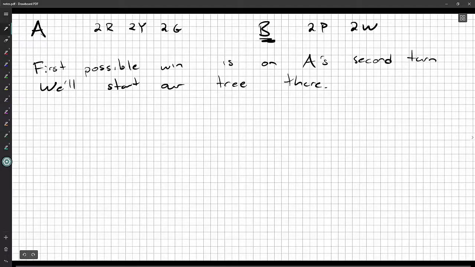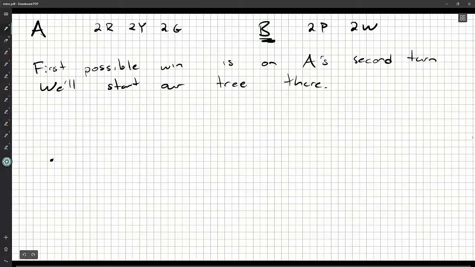What I'm probably going to do is verbally explain the tree, and these are things that you would write down. I'll write down some of them, but there's only so much room I have on my pages, and I don't want to be flipping back and forth. So here's where we're going to start. This is Amir's second turn, and he can either win or lose, and that's what we're focusing on.